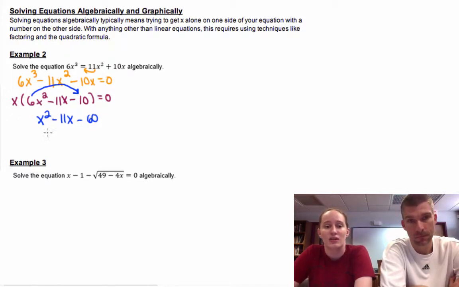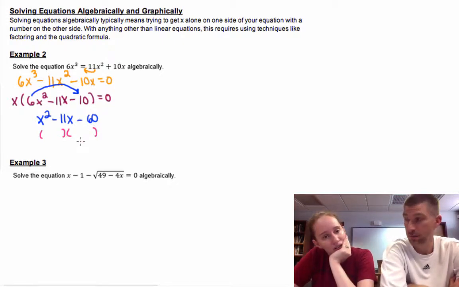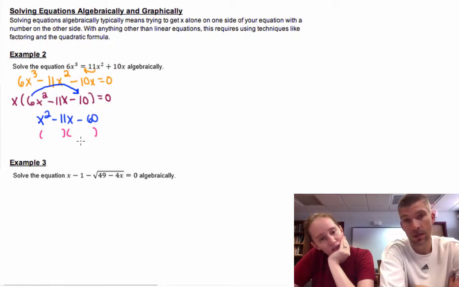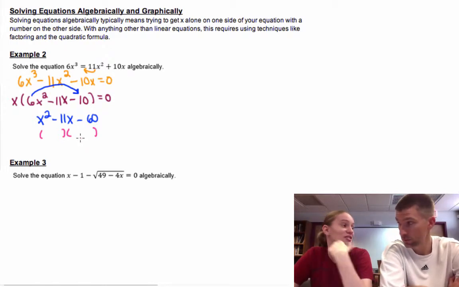Okay. Now we're going to factor this. So what multiplies together to get negative 60? Well, you got 5, you got 6 and 10. You got 5 and 12. You've got 20 and 3 and 30 and 2. Yeah, I don't think this is factorable.